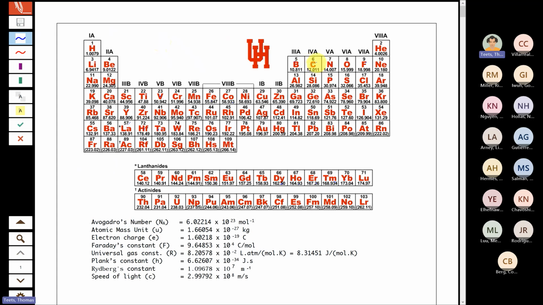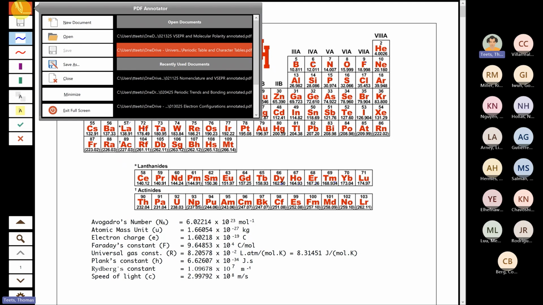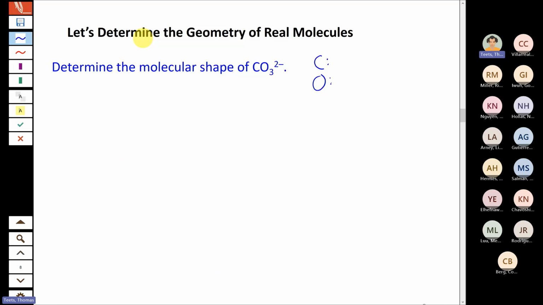Carbon is group 4, 4 valence electrons. Oxygen is group 6, each one has 6. That just comes straight from the group number when you're talking about main group elements. 4 and 6 for carbon and oxygen are the number of valence electrons. So CO3 2- has 1 carbon, and oxygen, there's 3 of them in the formula, each bringing 6.